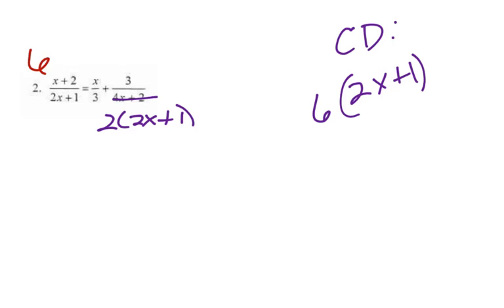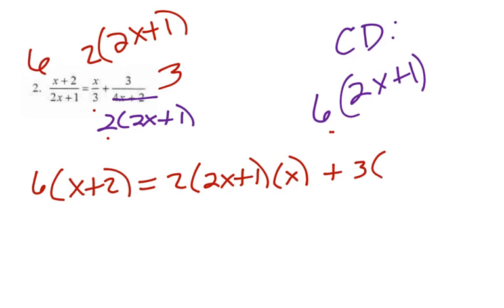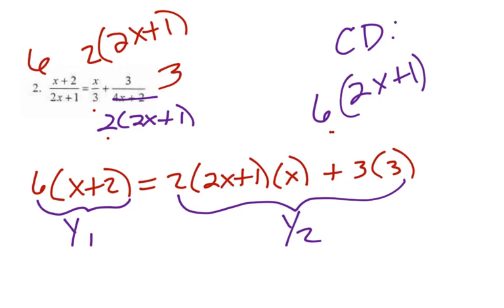So the first one is missing a 6. The second one, I'm going to say 6 divided by 3 is 2, and it's also missing a 2x plus 1. And the last one, I'm going to say 6 divided by 2 is 3, and that's all it's missing. So for my equation, it's going to be 6 times (x plus 2) equals 2 times (2x plus 1) times x plus 3 times 3. So I'll take the left and put it at y1 and the right and put it at y2.